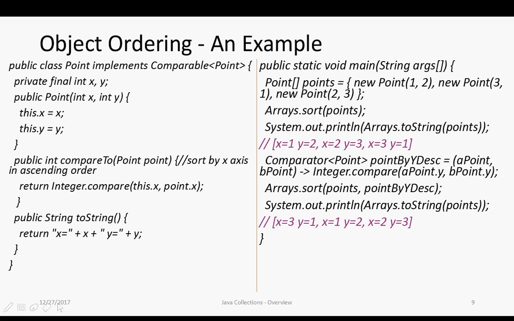And then in the sort method again, which is a utility, I'm going to pass that comparator. So now the sort method knows that I have to use this comparator and I don't have to use the natural ordering. Hence, when you print the points, it will order the points by the y-axis. So as you can see, y equal to 1, 2, and 3. That's in a nutshell what object ordering is and what the different interfaces that support ordering are.